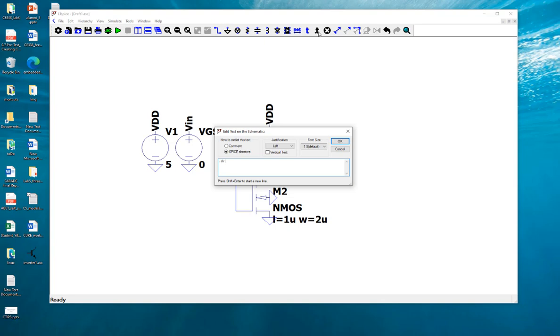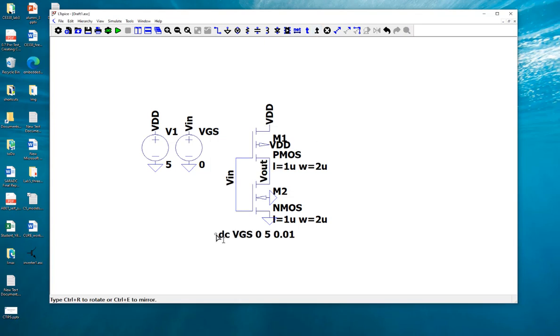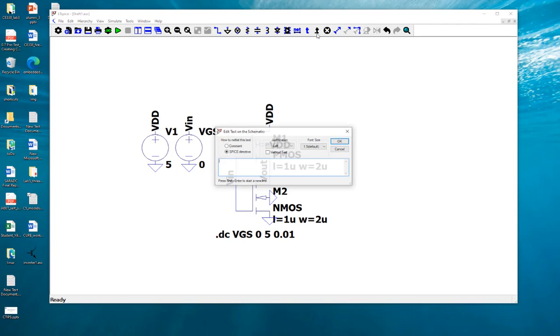So it's gonna be .dc, and I'm sweeping VGS, okay, from 0 to 5 volts, and I'm gonna draw a point every single 0.01 volt. Okay, that's a DC sweep. So there's no time. So x-axis will be voltage and y-axis will be voltage as well, since we are going to probe it. And we have to include the model file.